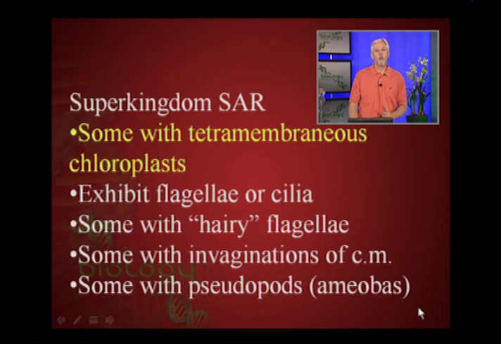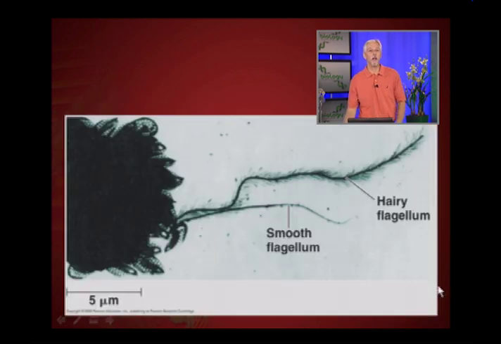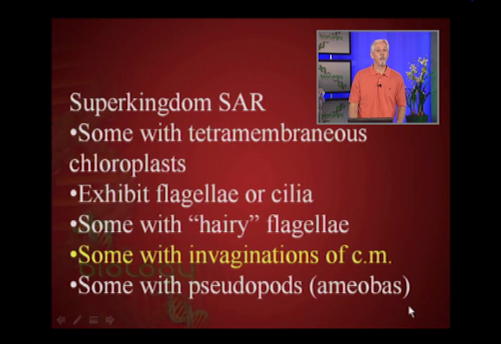Okay, our next superkingdom SAR. Some have a tetramembranous chloroplast. So what that means is instead of the chloroplast having 2 membranes, it will have 4 plasma membranes. So that's unusual. They exhibit either flagellae or cilia. Some of them have what we call hairy flagellae, and usually in combination with the smooth flagellum. So here's this hairy flagellum here, smooth flagellum here. So that's particular to this group. Some have invaginations of the cell membrane, and then some locomote via pseudopods, the amoebas.